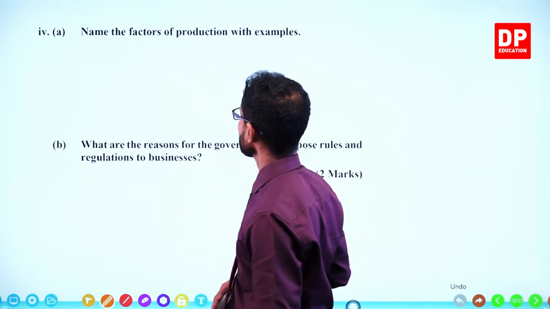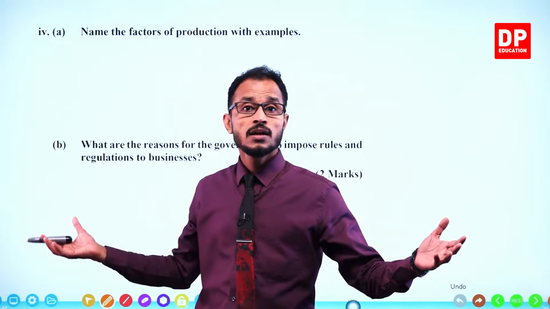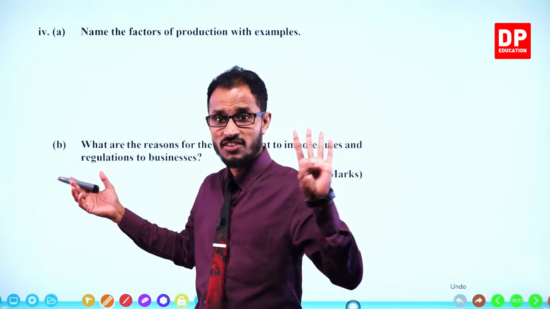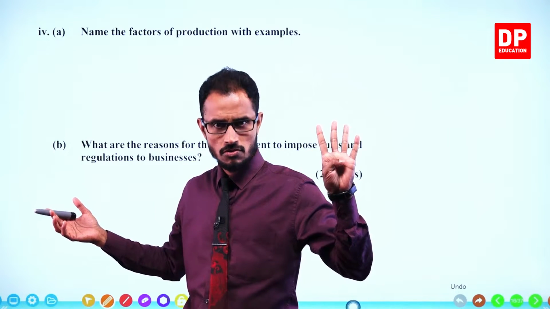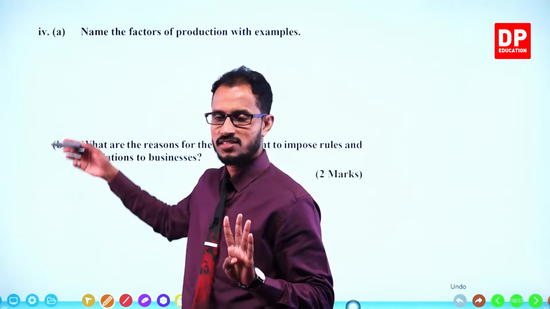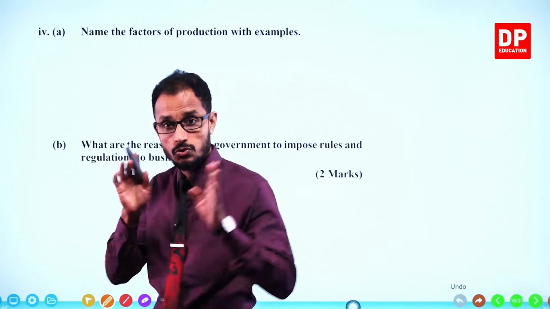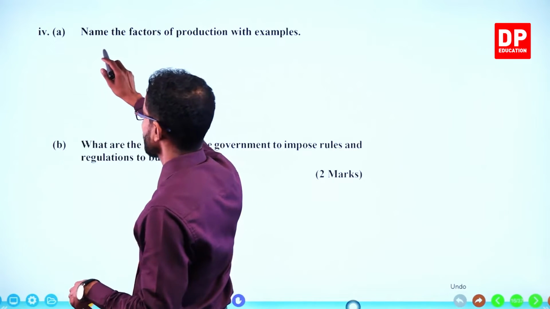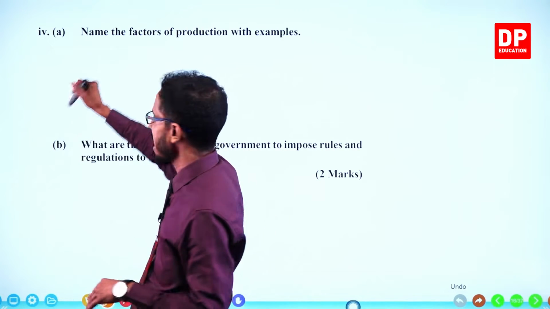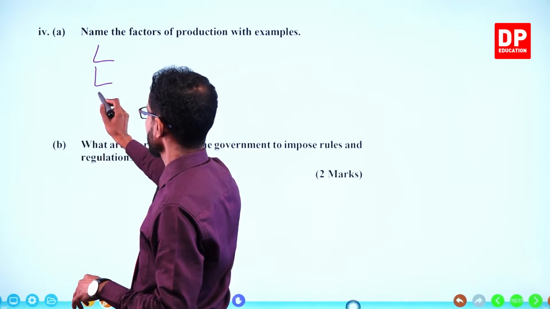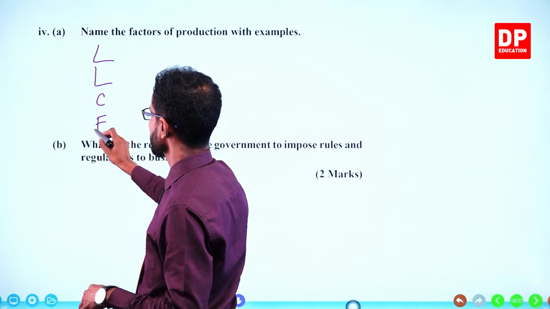What are the factors of production? 5. 4. Yes, only 4 factors of production. In your O-level days, for you in your syllabus, there are only 4 factors of production. Land, labor, capital, enterprise.